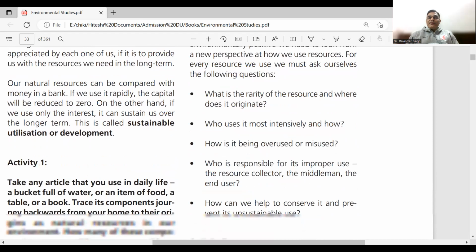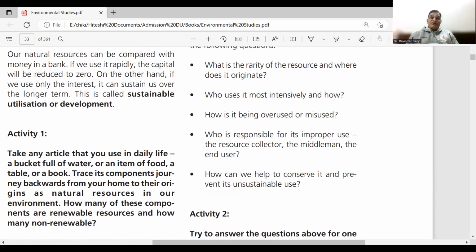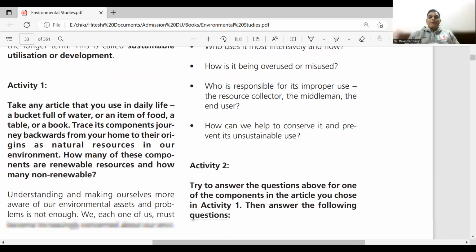What is the rarity of the resource and where does it originate? Who uses it most intensively and how? How is it being overused or misused? Who is responsible for its improper use? The resource collector, the middleman, the end user. How can we help to conserve it and prevent its unsustainable use?